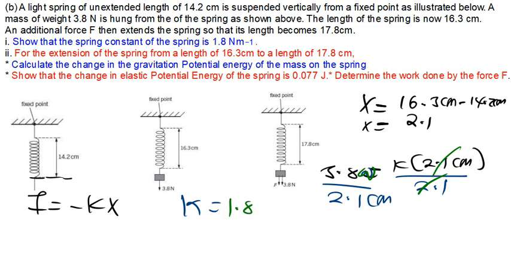Now we can clearly see that this is in Newton per meter. This was just a mistake. It was supposed to be show that the spring constant of the spring is 1.8 Newton per centimeter. So this is how we are supposed to show that.